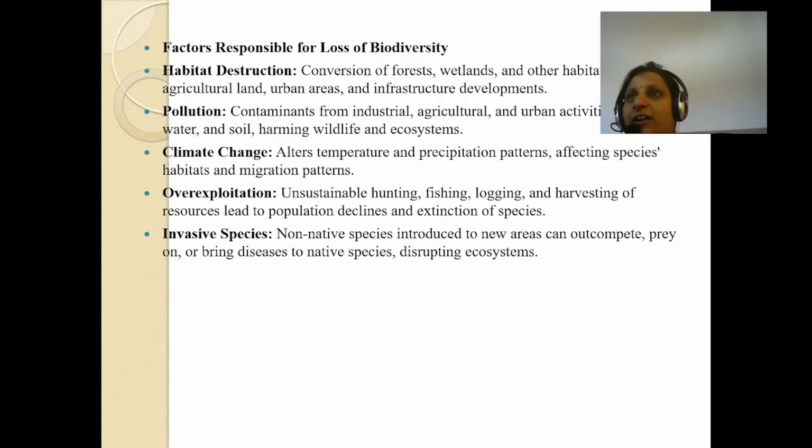Invasive species: non-native species introduced to new areas can outcompete, prey on, or bring diseases to native species, disrupting the ecosystem. Several species also harm other species, bringing disease to the native species and disrupting the ecosystem.